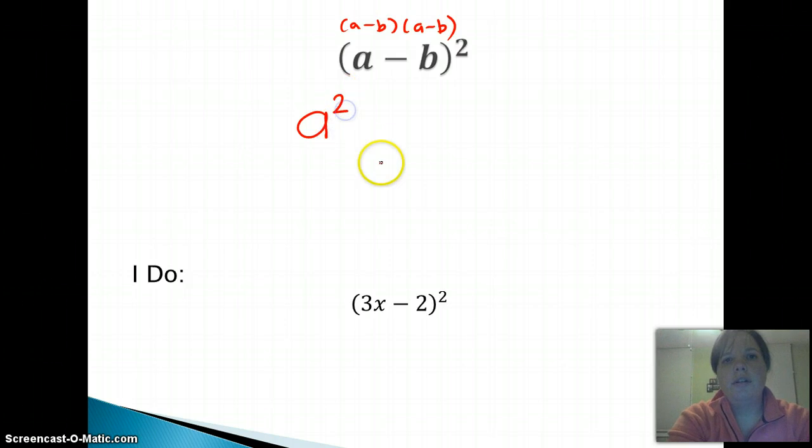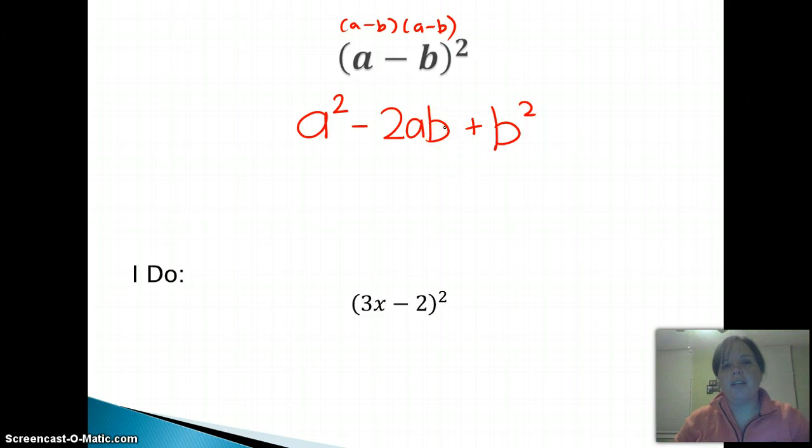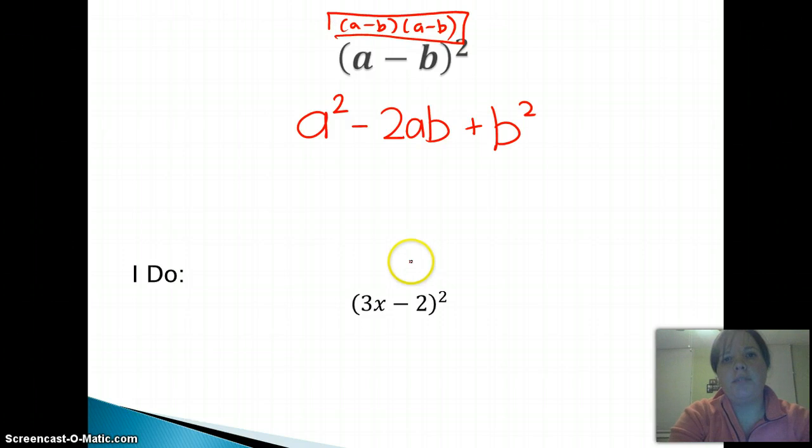The shortcut, the formula, looks very similar. And if you need help working through this formula, or where this formula actually comes from, you could FOIL out a minus b times a minus b. And what you'll find is this general format. The only difference between the first setup we had, the first special product, is that the middle term becomes subtraction.